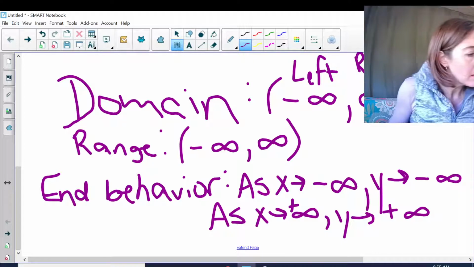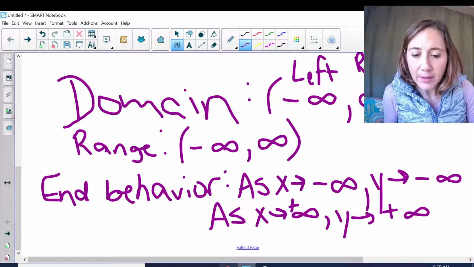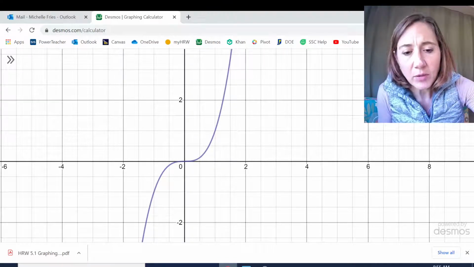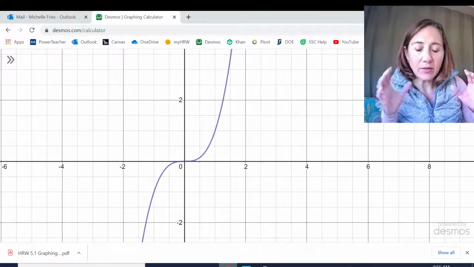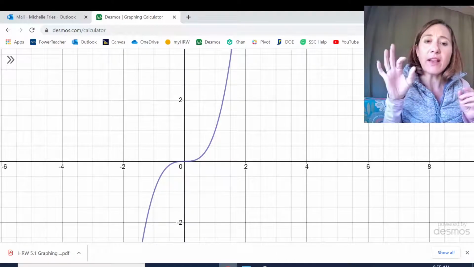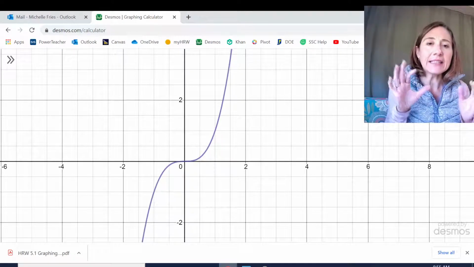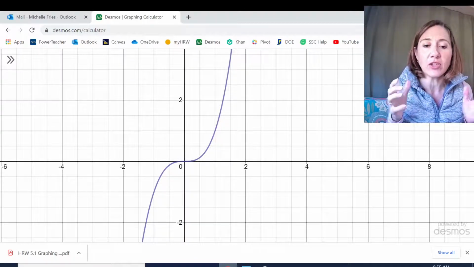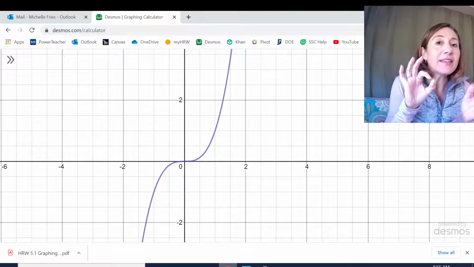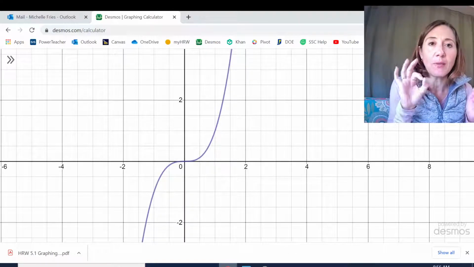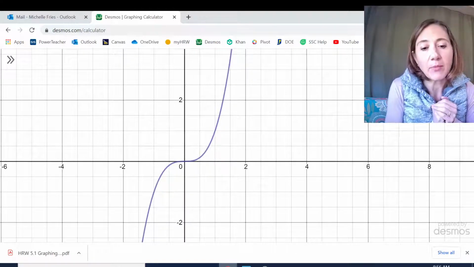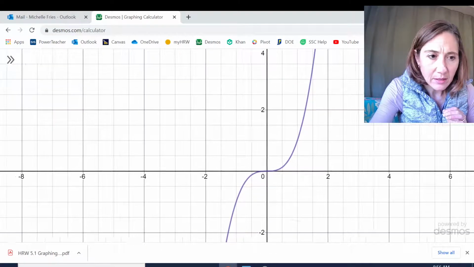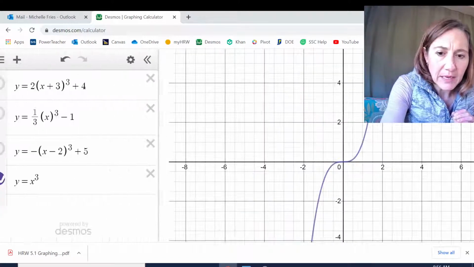Let's see. Oh, I want to point out something else about this graph. So this center point right here at 0, 0, at the origin, that's called the inflection point. It's like the center of the S. That's going to be really important because we're going to start using our transformations on this function next. So you want to be able to find the center of your S for the cubic functions. That's the inflection point. And then the other thing that I want to point out, just a minute here.